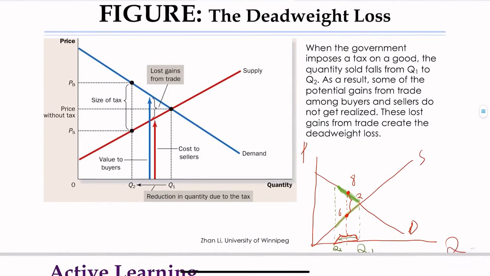So you can see that the textbook also gives you a more complete picture, which talks about the same thing. And basically you can see that the gist of this picture is it tries to say that if you pick a quantity between Q1 and Q2, the value of buyers is larger than the cost of sellers. So there is a gain from trade. However, because of the tax, the gain is prevented from being realized, right? Then there is this loss, this deadweight loss.